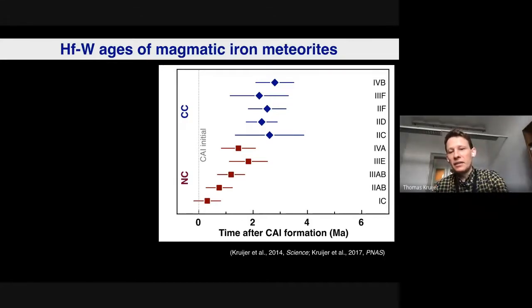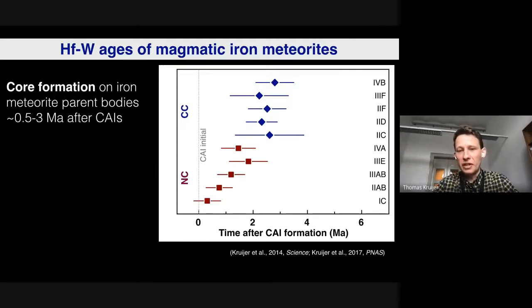And each of these groups is thought to represent one parent planetesimal. And plotted here are these so-called two-stage model ages of core formation. And you see that the ages that we obtain are very, very old. These iron meteorites, these hafnium-tungsten ages are between about 500,000 years and 3 million years after CAIs.